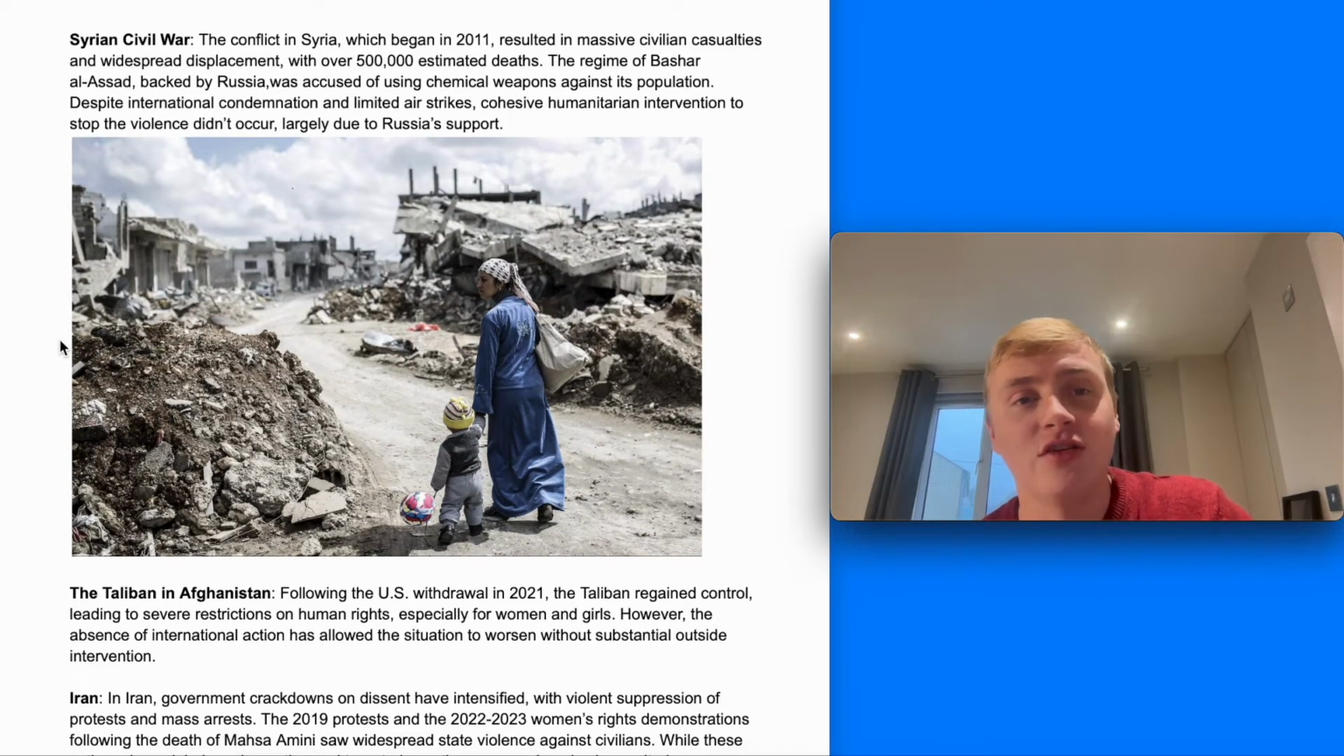Crucially, during the Syrian civil war, there were a number of human rights violations, including the use of chemical weapons by Bashar al-Assad. But because he was backed by Russia, Russia used its veto in the UN Security Council to prevent any interventions to protect human rights.